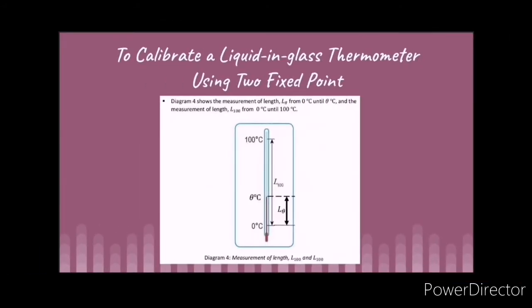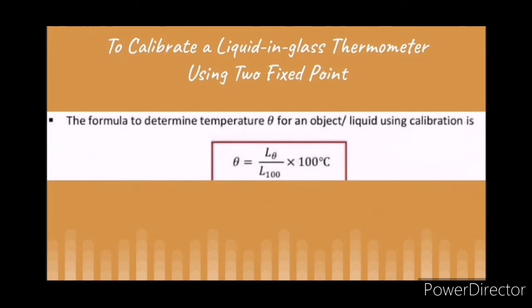To calibrate a liquid-in-glass thermometer using two fixed points, diagram 4 shows the measurement of L theta from 0 degrees Celsius until theta degrees Celsius, and the measurement of L 100 from 0 degrees Celsius until 100 degrees Celsius. The formula to determine temperature theta of an object or liquid using calibration is theta equals L theta divided by L 100 multiplied by 100 degrees Celsius.